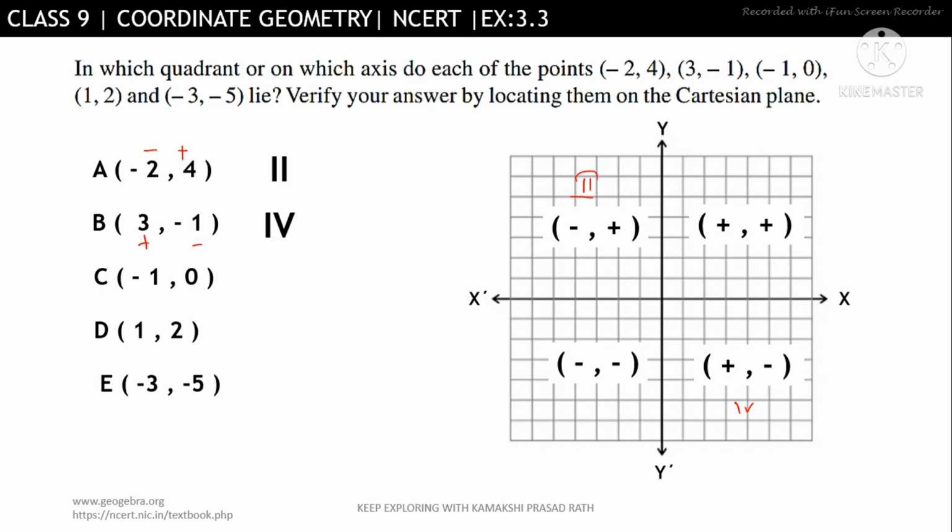Next, (-1, 0). So negative x, but there is no movement in the y direction. So it will lie on the negative x-axis. As you can see here, towards the negative x-axis it will move, but there is no movement along the y-axis. Because it is 0 units, it is on the x-axis in the negative direction. Next, (1, 2), both are positive, that is the first quadrant, and the last one, (-3, -5), is in the third quadrant. Now let's verify our answer and locate these points on the Cartesian plane.